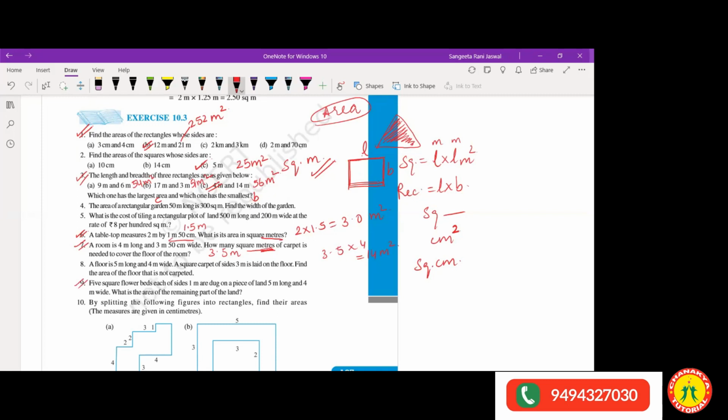Question number 9. Charvik, read question number 9. 5 square flower beds, each of size 1 meter, are dug on a piece of land 5 meters long and 4 meter wide. What is the area of the remaining part of the land?